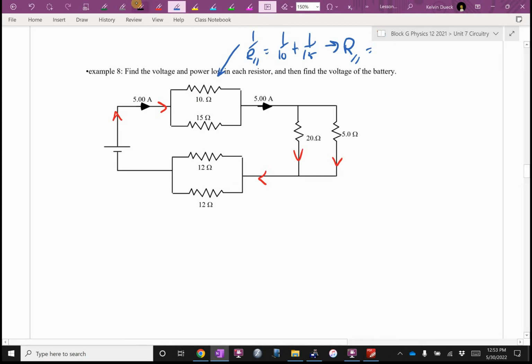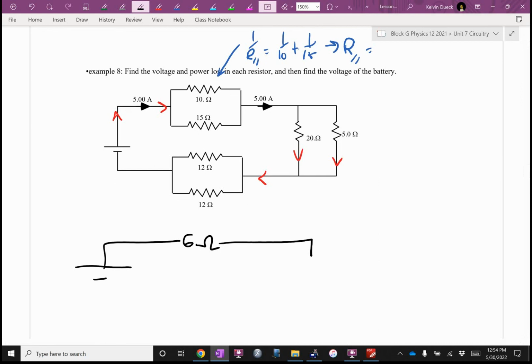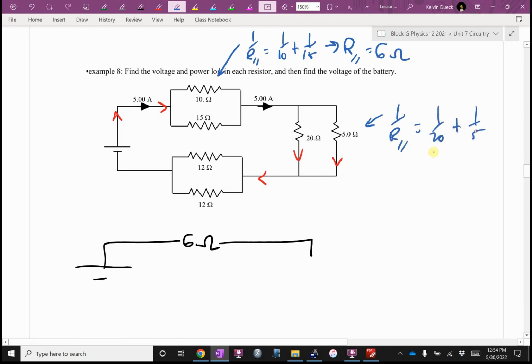Okay, so we're going to do a sketch here. Here's our mystery battery, and we're just going to put a 6 ohm resistor right there. I'm not even going to do a fancy circuit diagram with the wavy lines. I'm just doing a rough sketch. I should write this down: 6 ohms. Here, I'm going to go 1 over R parallel is 1 over 20 plus 1 over 5.